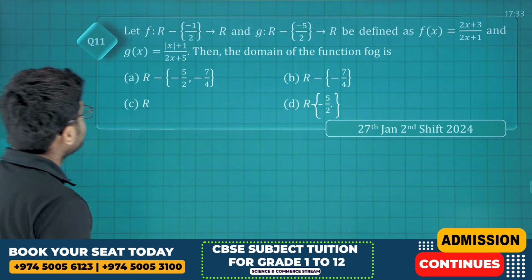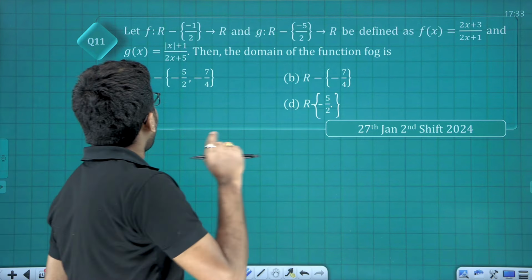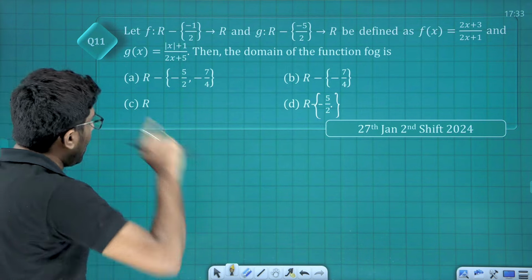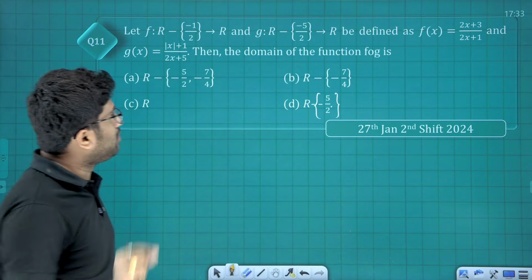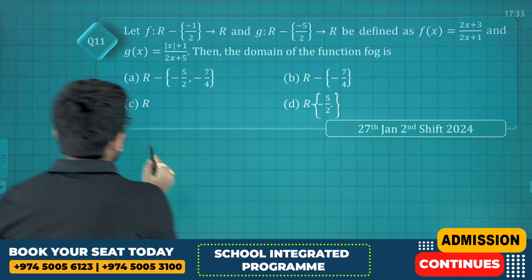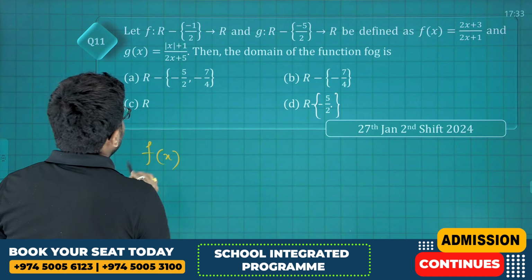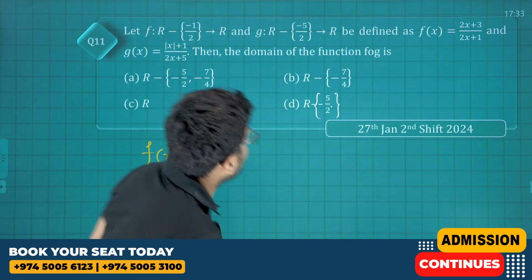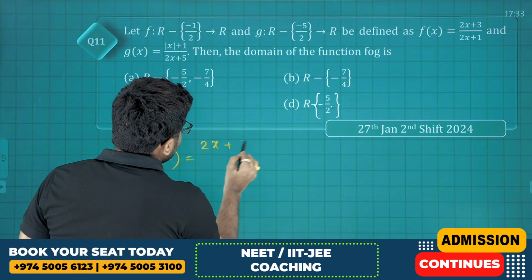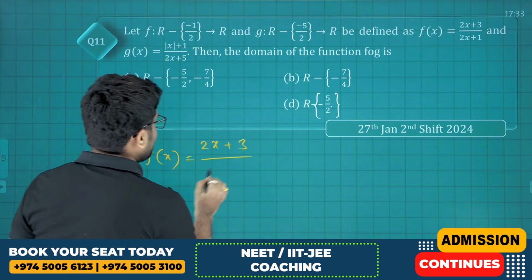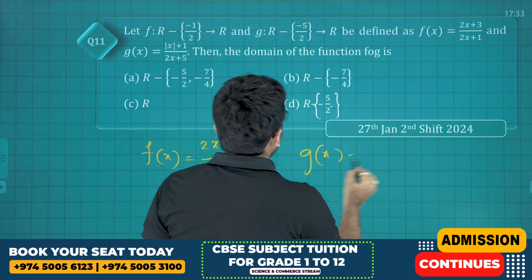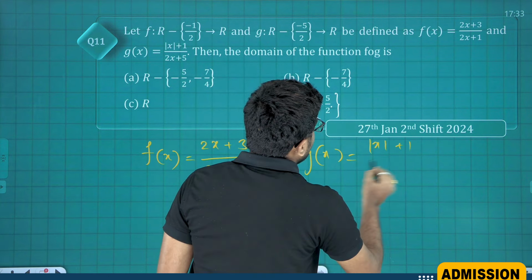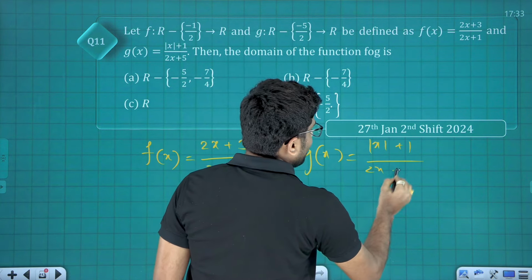Next question. F mapping from R minus of minus 1 by 2 to R and G mapping from R minus of minus 5 by 2 to R be defined as, friends, they have given f of x and g of x. What is f of x? F of x is equal to 2x plus 3 divided by 2x plus 1, and g of x is equal to mod x plus 1 divided by 2x plus 5.